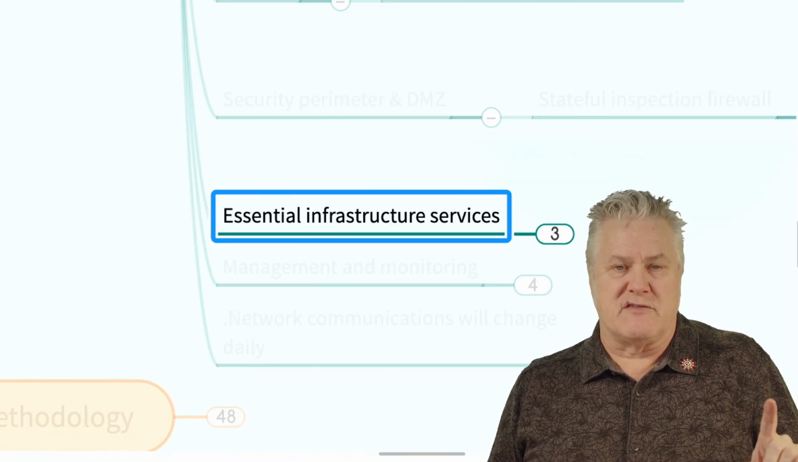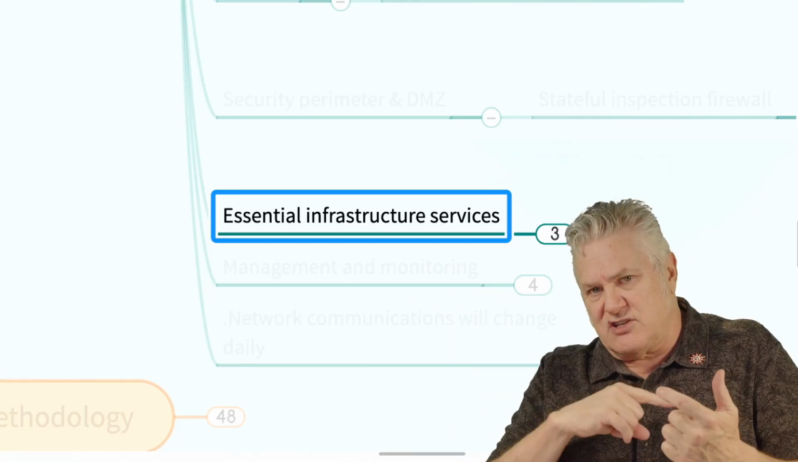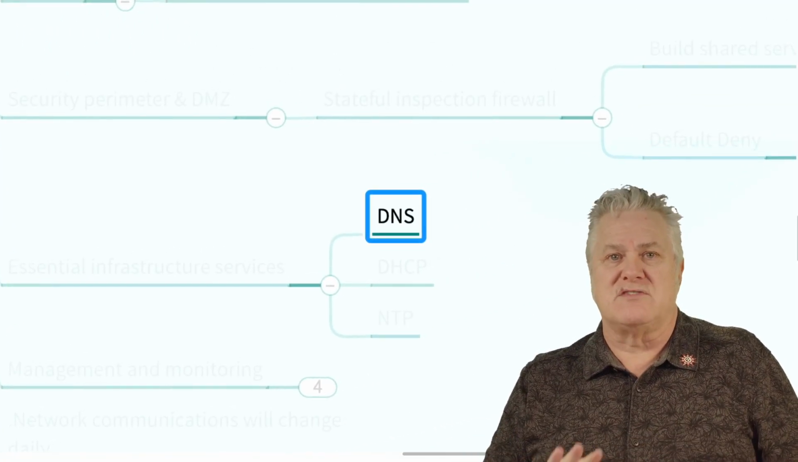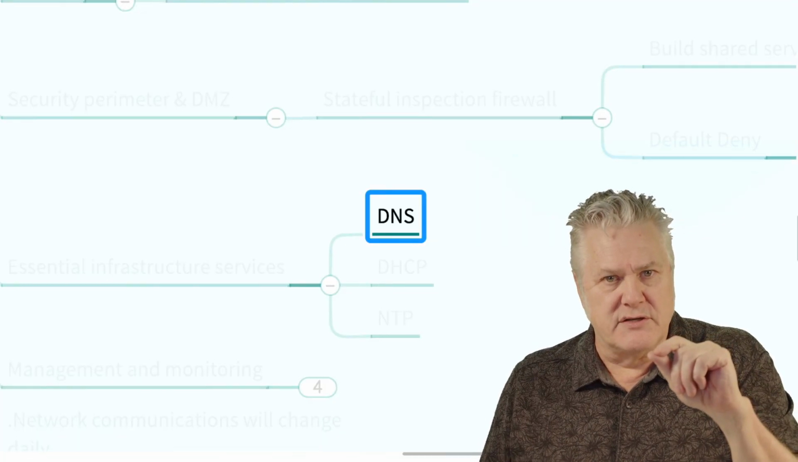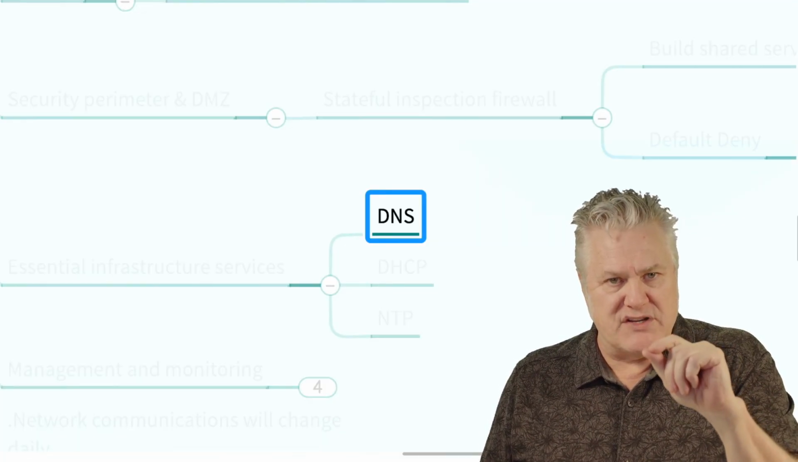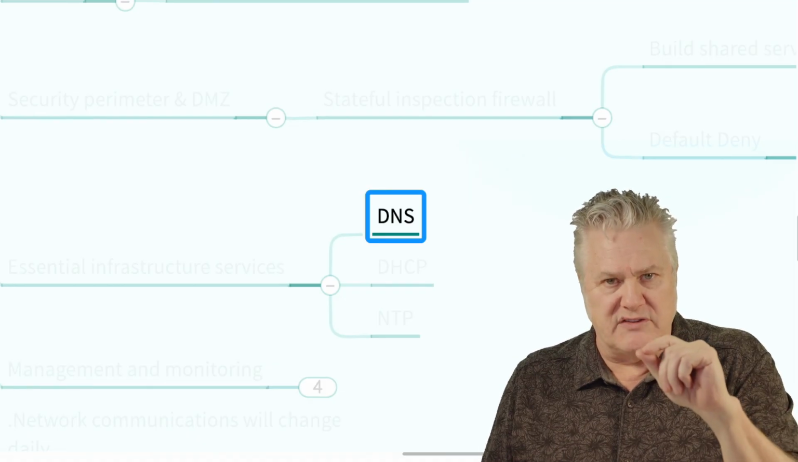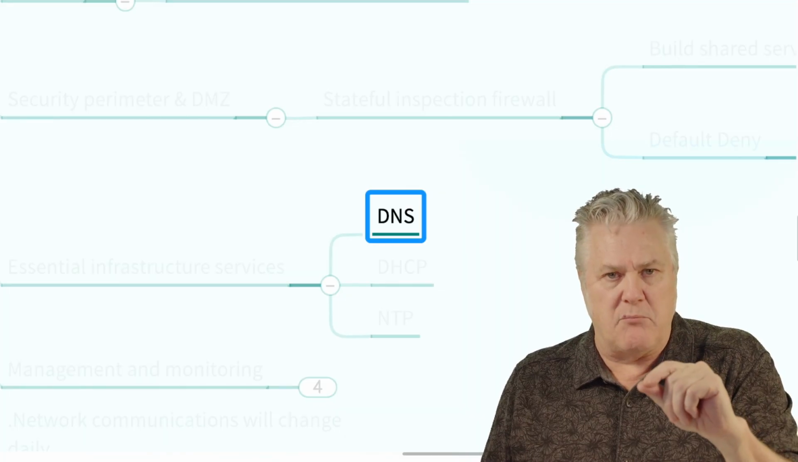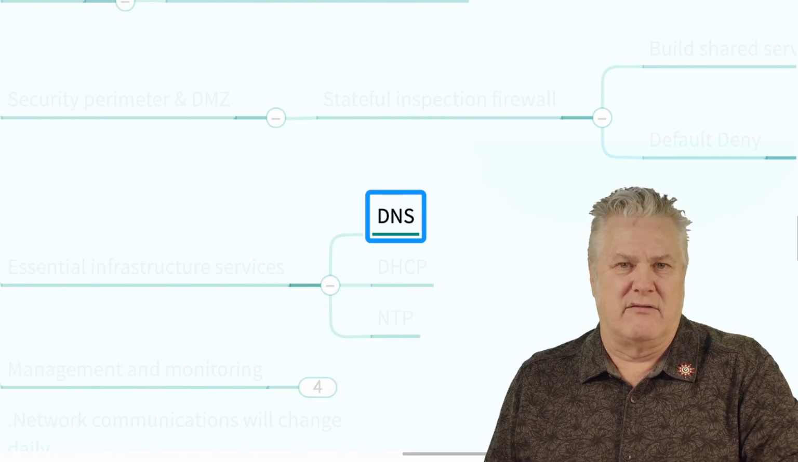Essential infrastructure services that we do need to have internally may need to signal to the outside world, but only to specific servers. First and foremost, DNS. I've said this in a lot of other presentations. If you control DNS resolution and you have reputation-based filtering on DNS, you're going to clear away, from a security standpoint, 90% of the clutter that's out there.